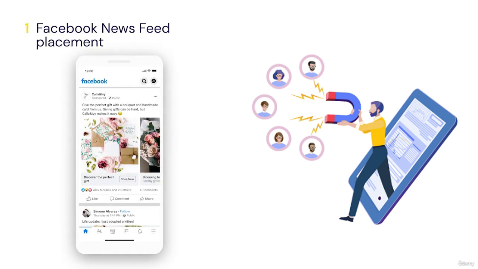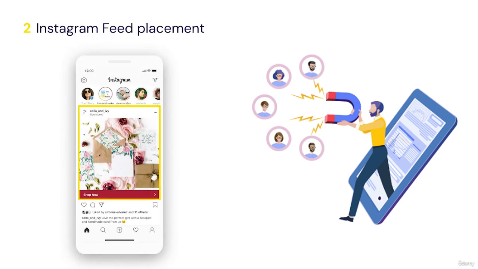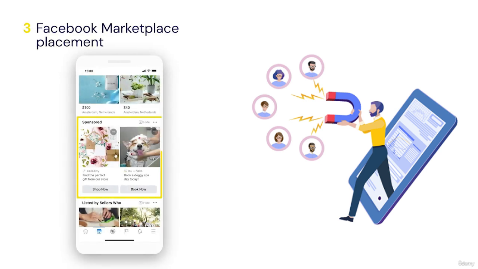The first feed placement is Facebook news feed placement, which is probably the type you are most familiar with. This is when an ad appears in between posts from your friends and pages you follow. The second feed placement is Instagram, which is when your ad appears in between the posts of people and businesses that you follow on Instagram. The third feed placement is on Facebook Marketplace. This is when your ad is placed in the Marketplace homepage, or when someone browses Marketplace in the Facebook app, your ad will appear with other relevant products and services on Marketplace.